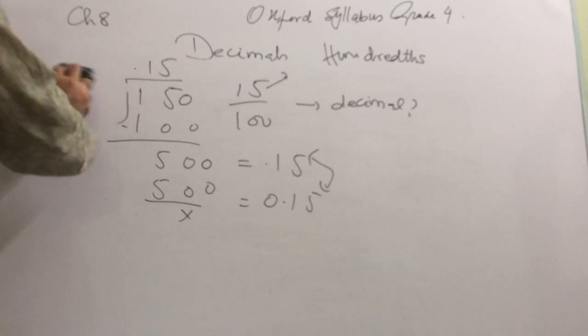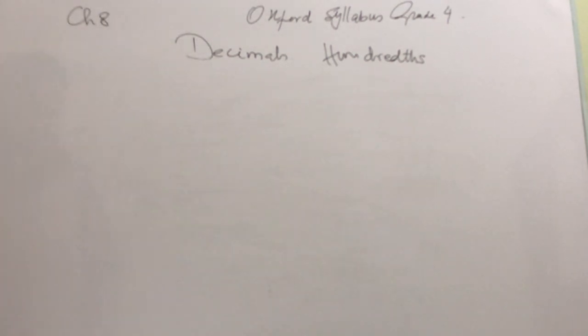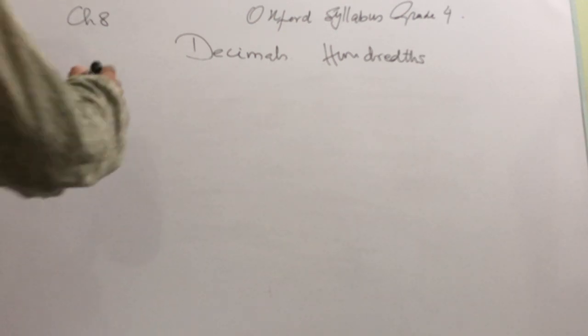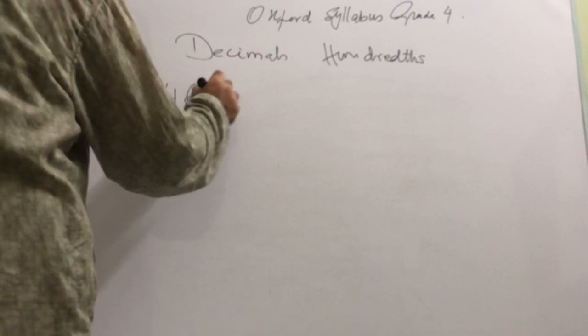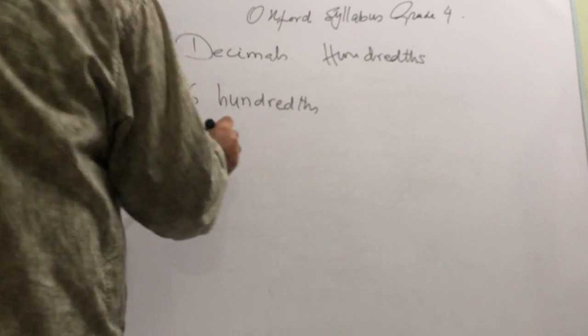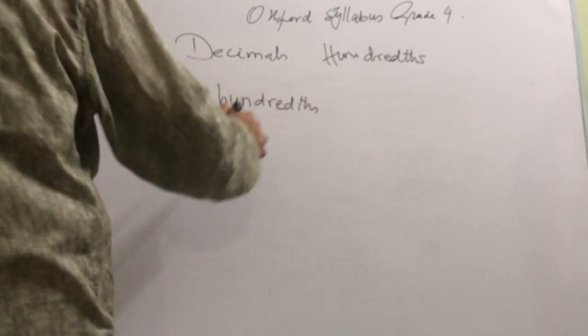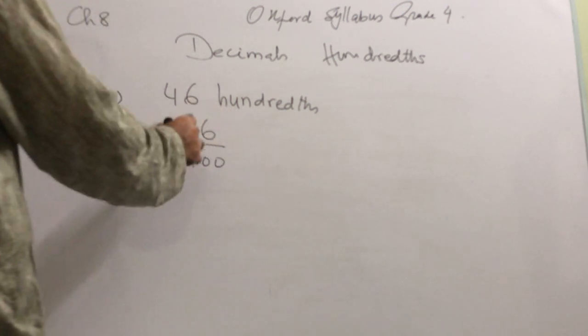Then we go to question number 5 on page number 158. It says express each of the following as a decimal. First one, A, is 46 hundredths. It is written as 46 hundredths. Hundredths, not hundreds, hundredths. Okay, it means 46 parts out of 100 parts. This is in fraction.